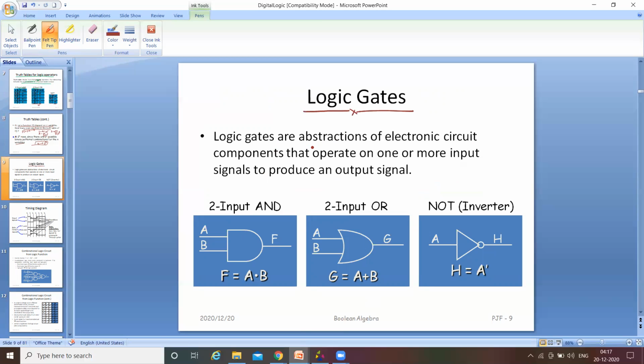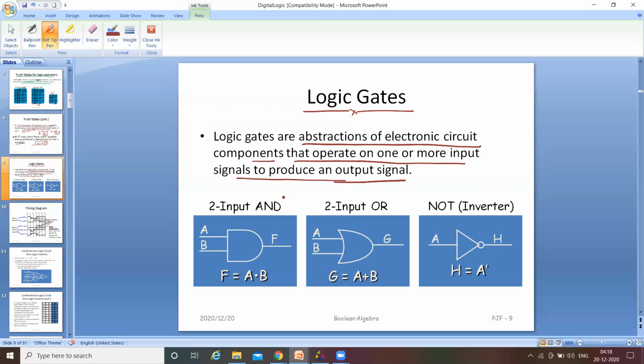Logic gates are abstractions of electronic circuit components that operate on one or more input signals to produce an output signal. Logic gates are abstractions of electronic circuit components that operate on one or more input signals to produce an output signal.